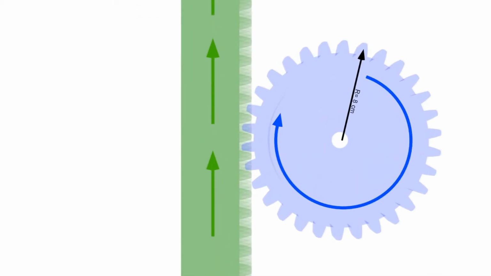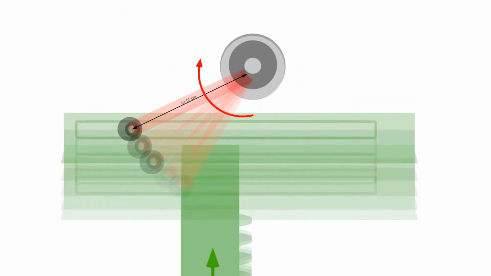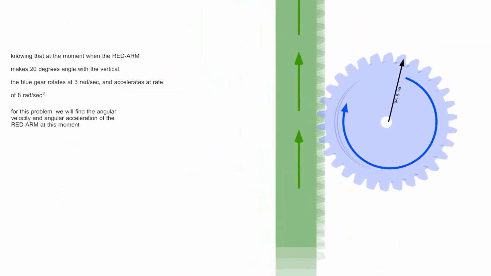We can see that the 8 cm radius blue gear has physical contact with the green T section. The green T section has physical contact with the red arm. We will start with the one that drives the motion, the blue gear.